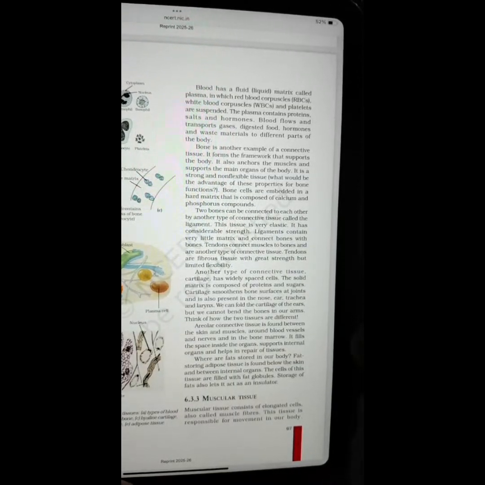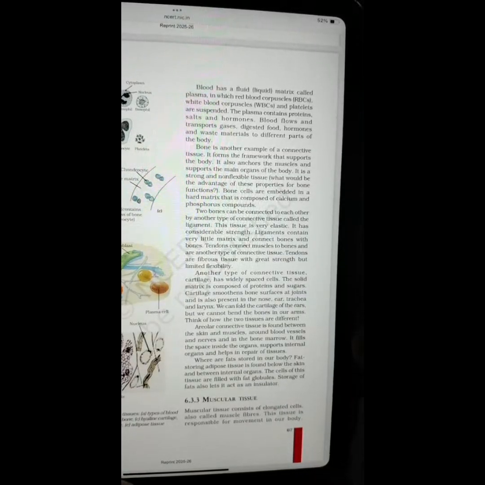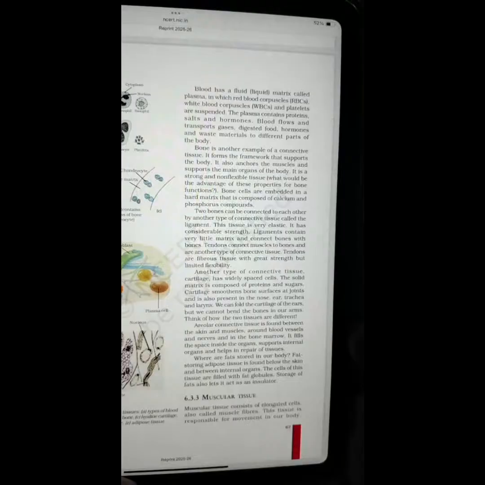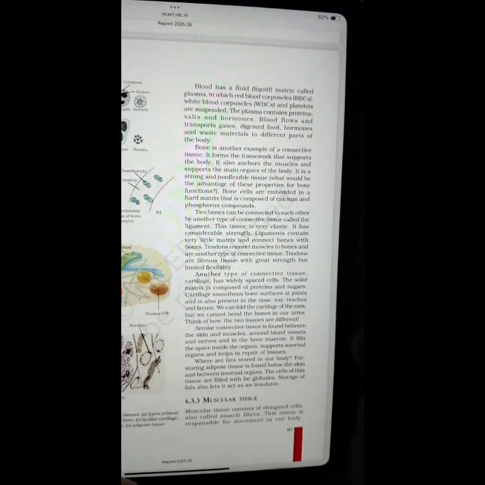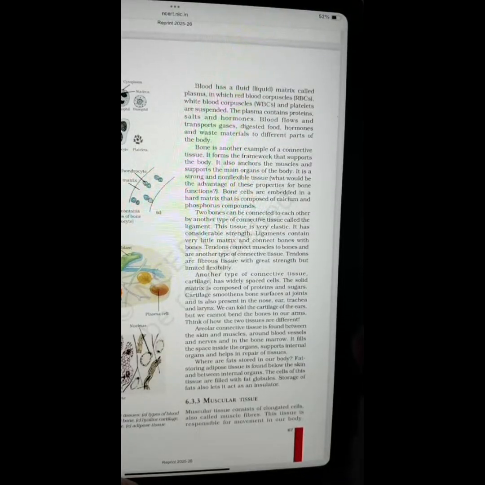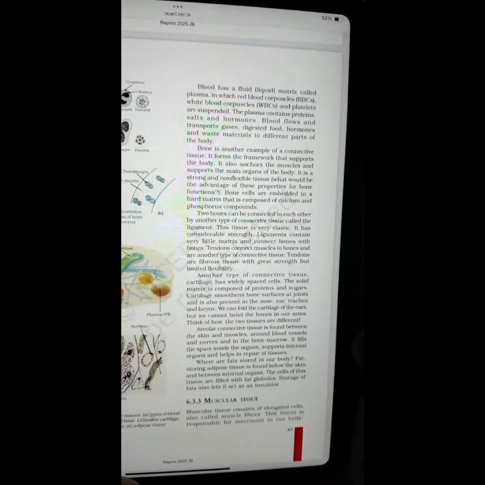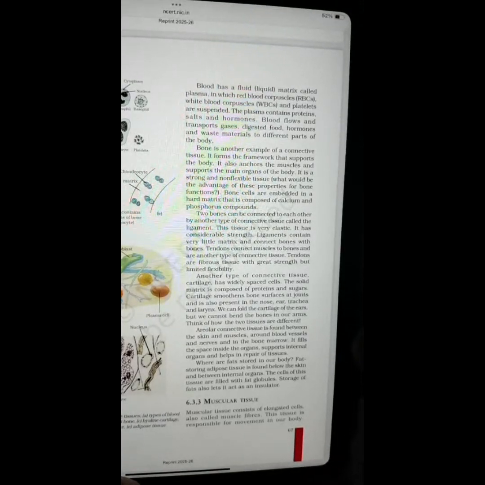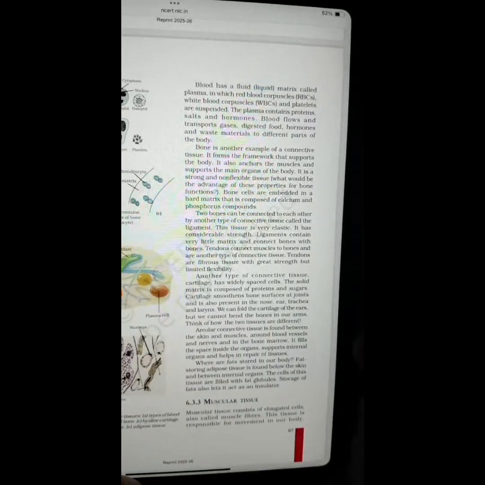Now we are on the right side of page number 67 of your NCERT Science grade 9. Blood has a fluid or liquid matrix called plasma in which red blood cells (RBCs), white blood cells (WBCs), and platelets are suspended. The plasma contains proteins, salts, and hormones. Blood flows and transports gases, digested food, hormones, and waste material to different parts of the body.